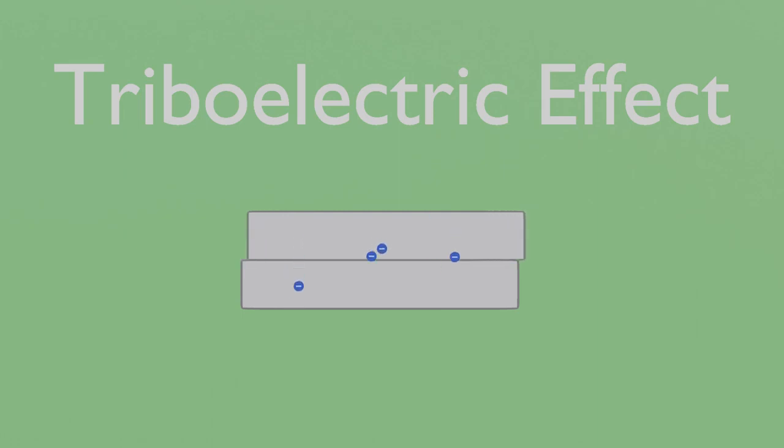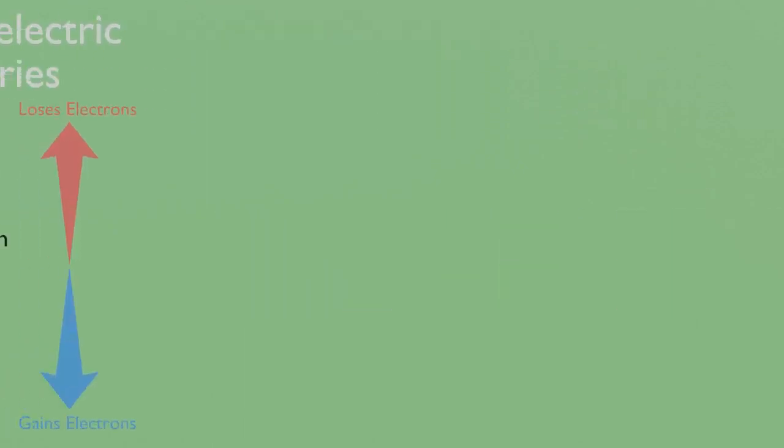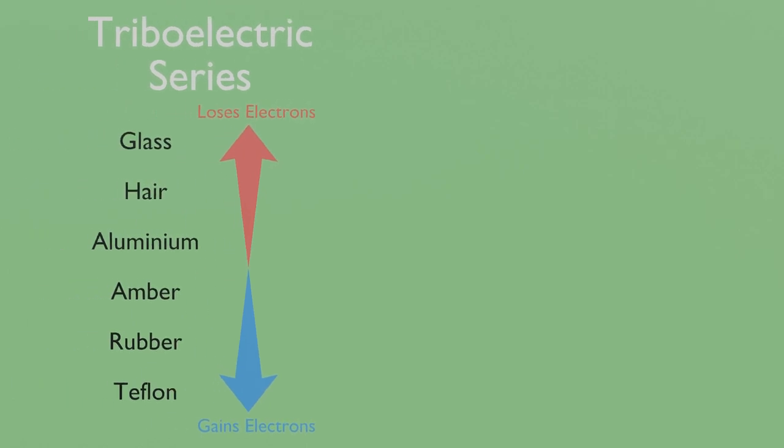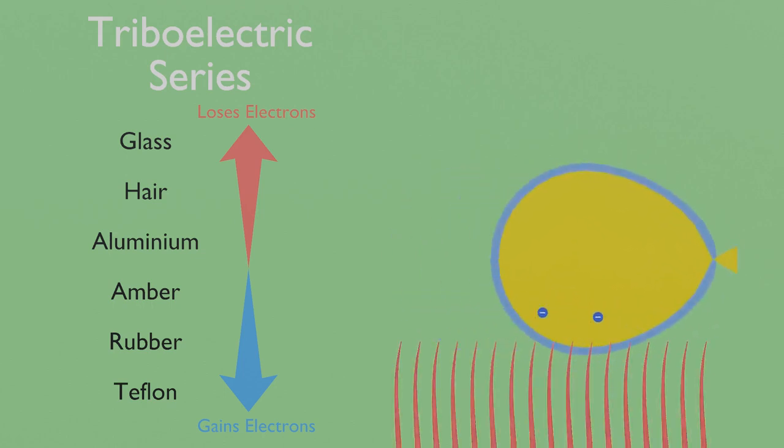It's the process by which electrons are transferred from one material to another as they touch or rub against each other. We can use the triboelectric series to predict how this will work. This list ranks materials in order of their tendency to gain or lose electrons. If a material high up on the list, such as human hair, was rubbed against a material lower down on the list, such as a rubber balloon, the hair would lose electrons, becoming positively charged, whilst the rubber balloon would gain these electrons, becoming negatively charged.